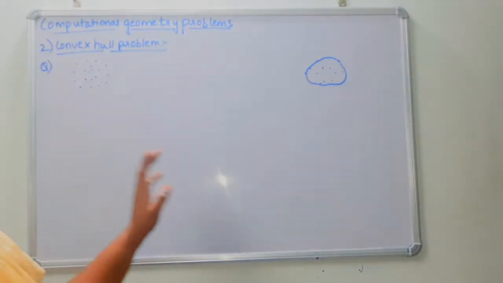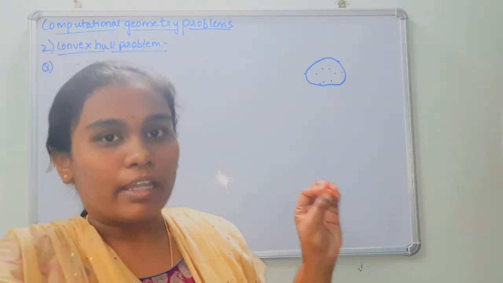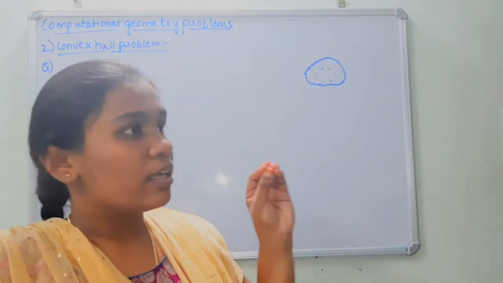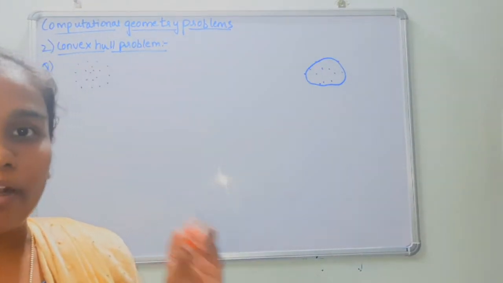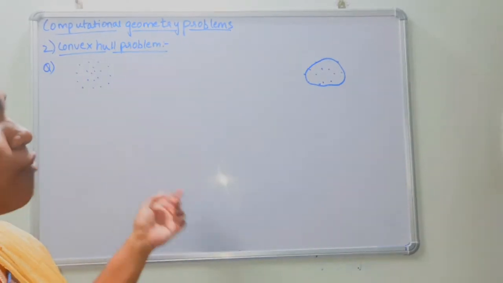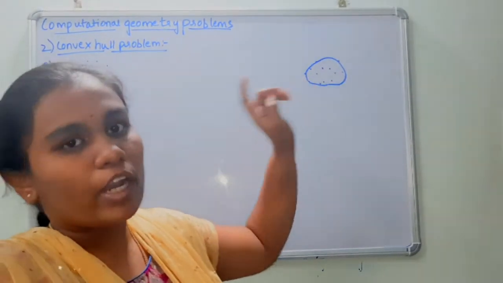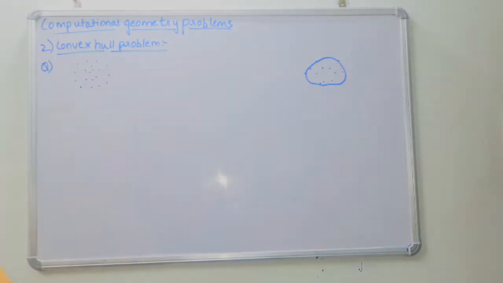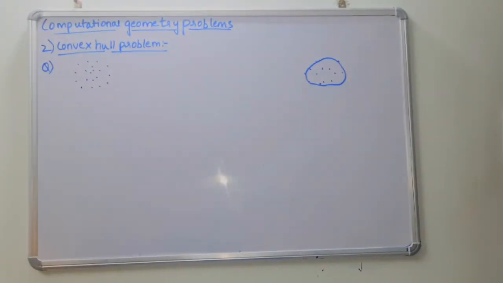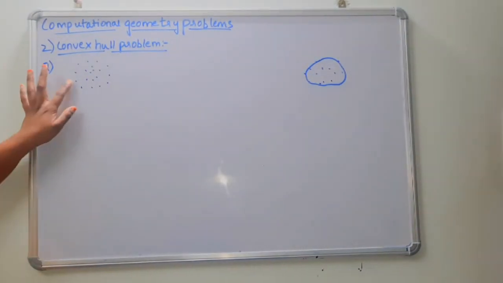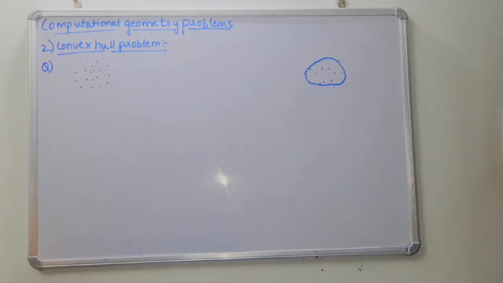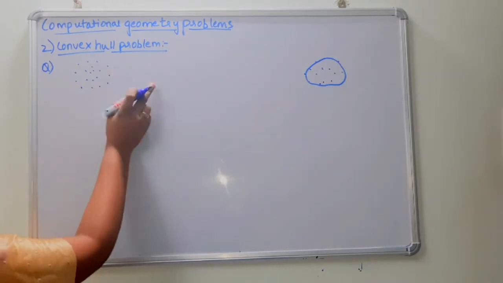There will be so many points in a plane. The question will be given as n number of points present in the plane. We have to form the polygon which surrounds those points. In order to find the polygon, let us see a question. Here they have given the number of points. First, how to perform the convex hull problem?